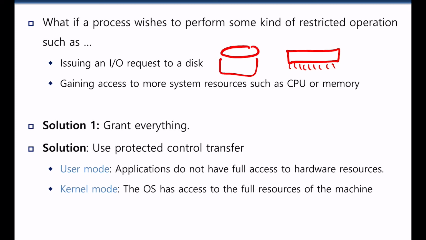What if a process wishes to perform some kind of restricted operation, such as issuing an I/O request to the disk, or gaining access to the CPU or memory? There are two approaches. First, grant everything. The second one is that the operating system takes full control of the hardware resources and asks the user to make a request to the operating system. Once the operating system gets a request, it makes a careful decision on every aspect of the request the user process has made, and then it decides whether to grant access or not. That is what we call a system call.